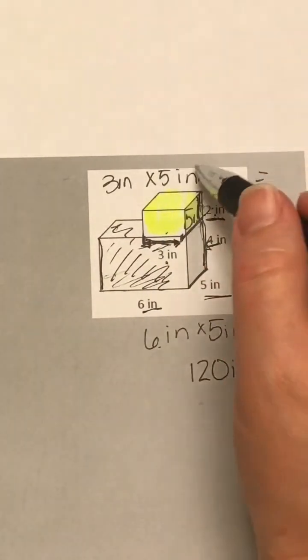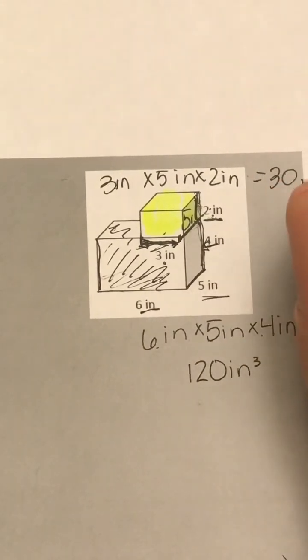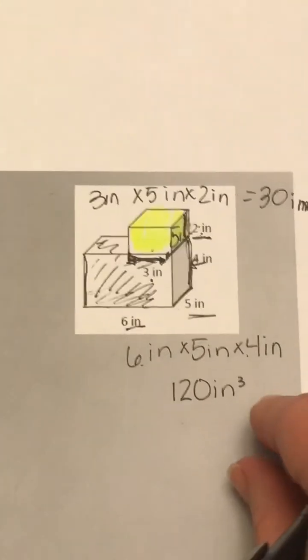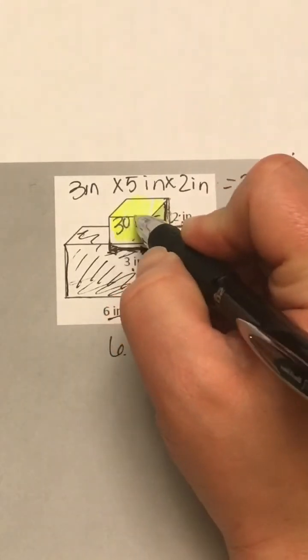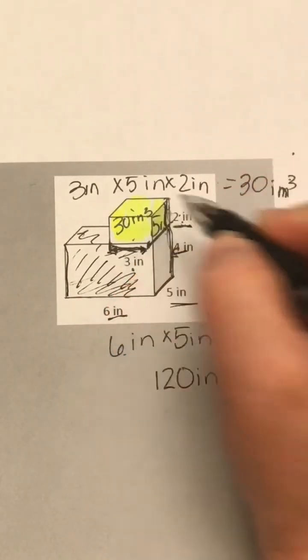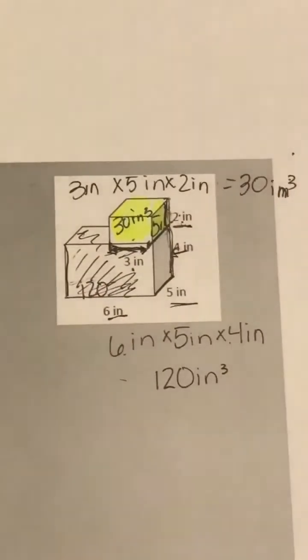I get 3 times 5 is 15. 15 times 2 is 30 cubic inches. All right, now, I'm not finished. This is 30 cubic inches. This is 120. So what would be the volume of this entire structure?